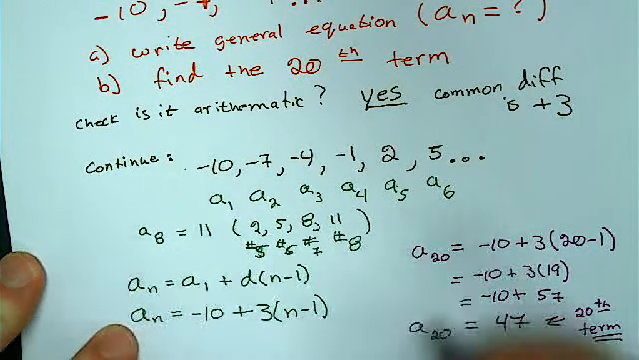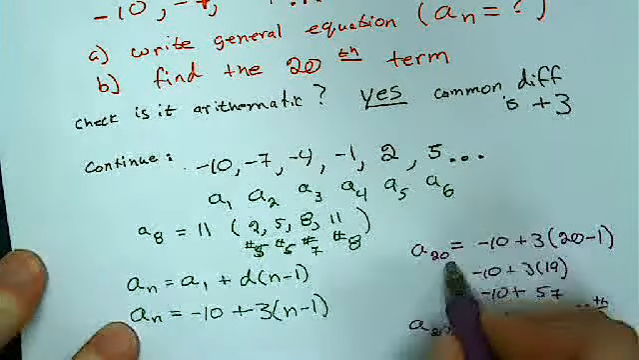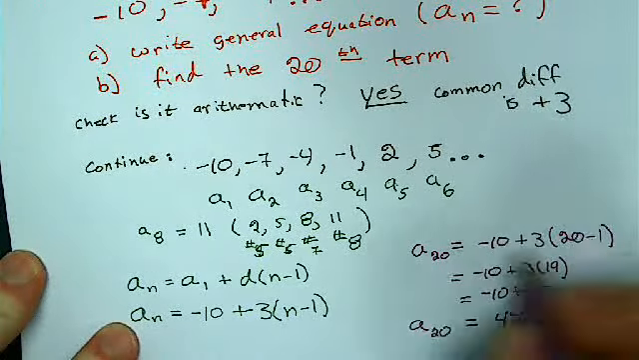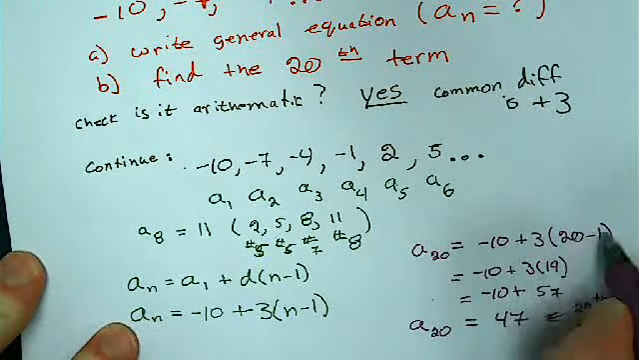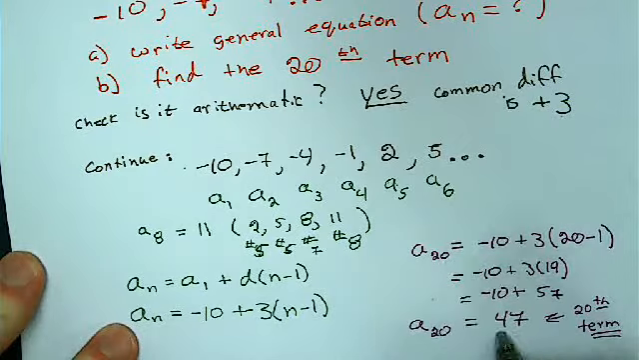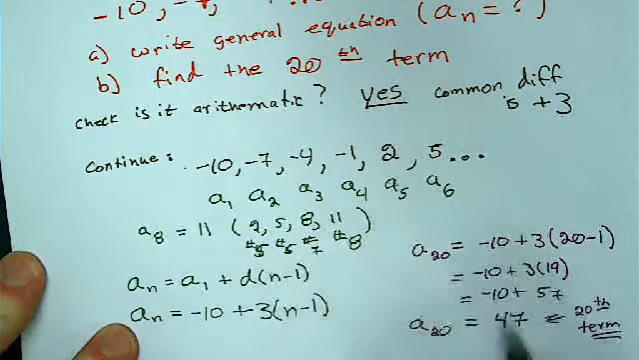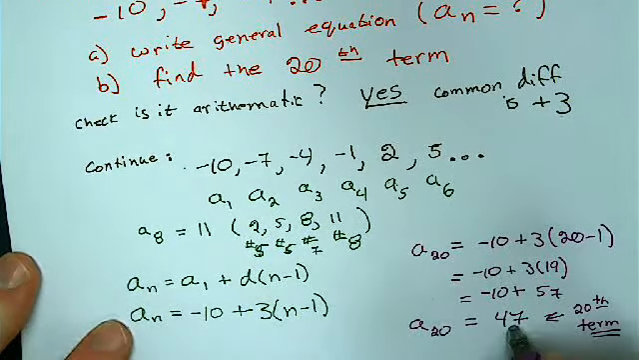So when I say I want the 20th term, all right, well, here's the formula. I plug in the 20 for n, and I just work out what I get, so that if I were to extend this sequence all the way out, that's where I would land.